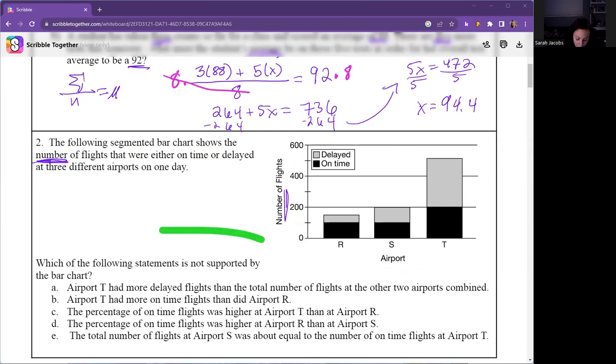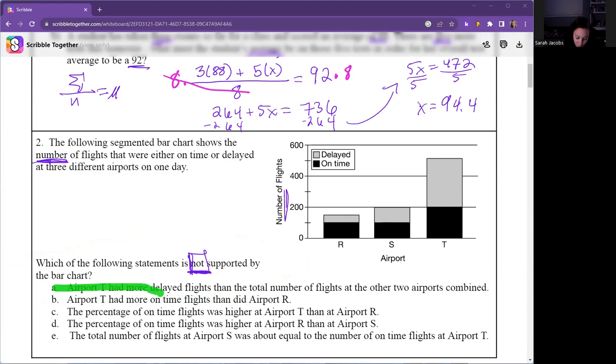So which of the following statements is not supported by the bar chart? Anytime you see the word not, I want you to underline it, box it, do something. Even if it's already bolded or capitalized, for some reason, it's just a real easy word for your brain to forget. So let's start with A. We're just going to take these one at a time.